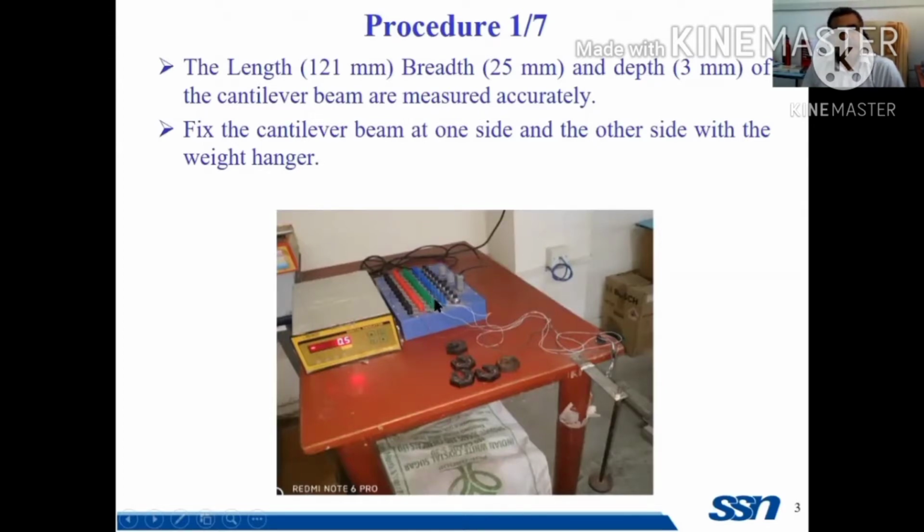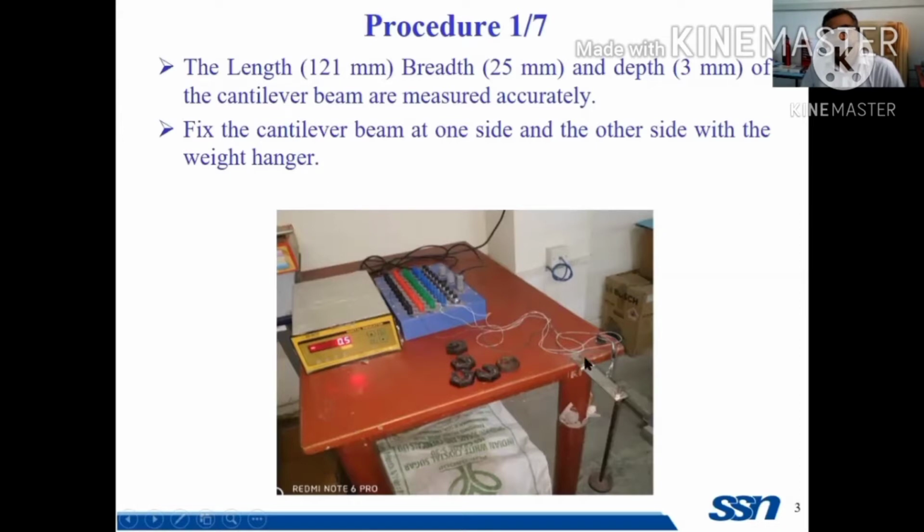The purpose of this instrument is to connect different types of bridges. That is, we are going to calculate the strain using a Wheatstone bridge. There are different types of Wheatstone bridges: one is quarter, another one is half, another one is full. For connecting different types of Wheatstone bridge, this is used, and after that, it is connected with this instrument so that we can get the strain value.